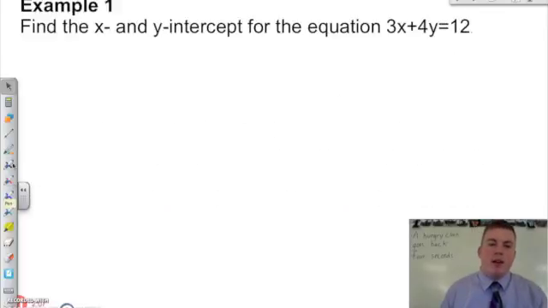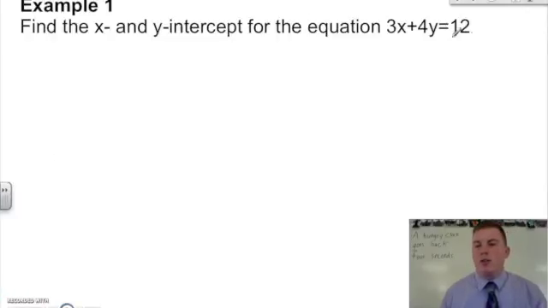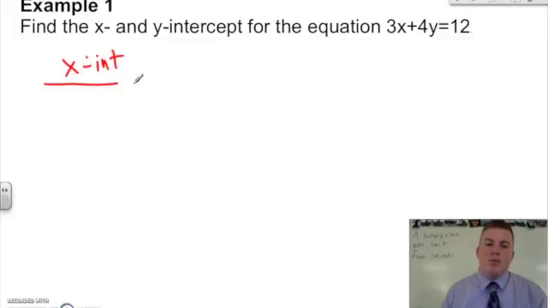So we are asked to find the x and y intercepts of this equation: 3x plus 4y equals 12. We'll start out finding the x-intercept. The order you do this doesn't really matter, but we'll just go alphabetically. Now remember what I was just saying about the y value for an x-intercept. For an x-intercept, the y value is always going to be 0. So what I can do is plug that into my equation to figure out what x is.